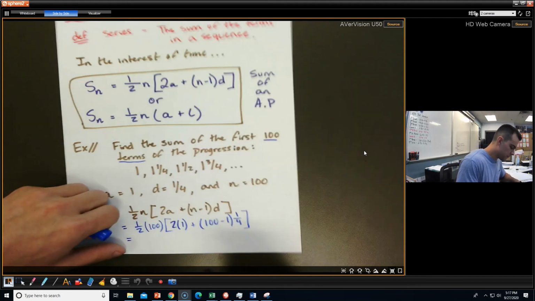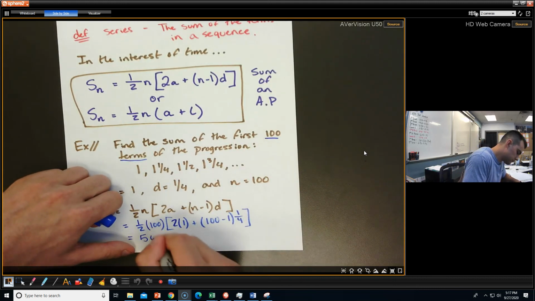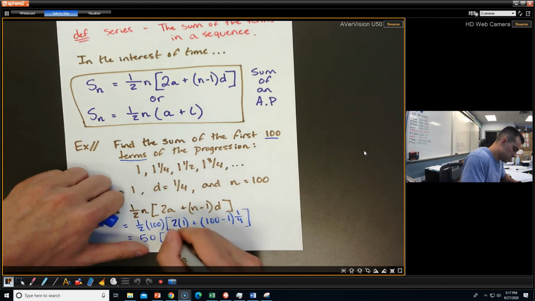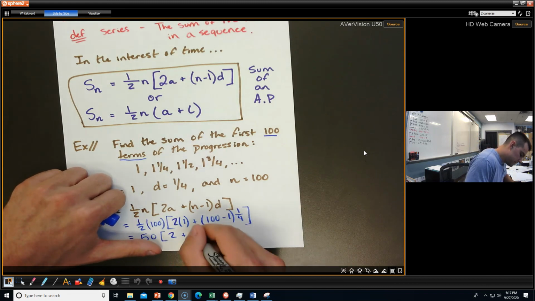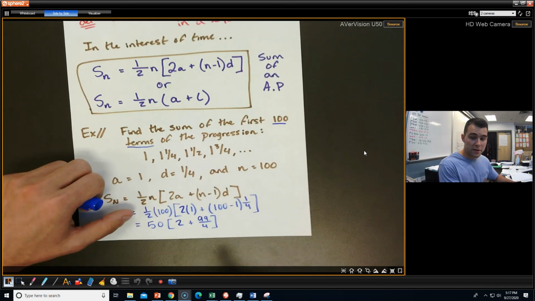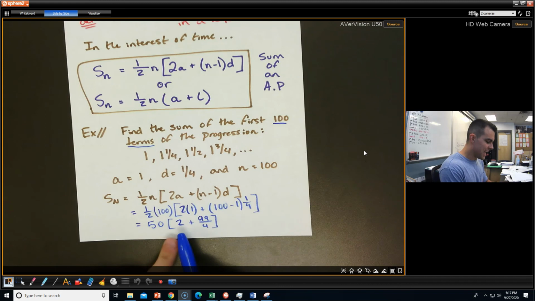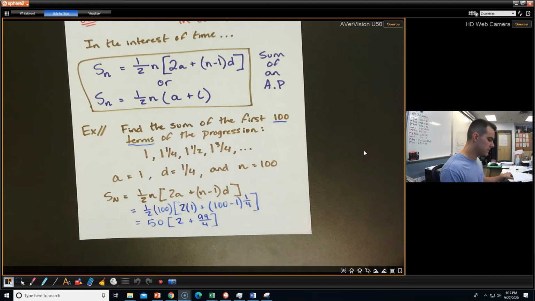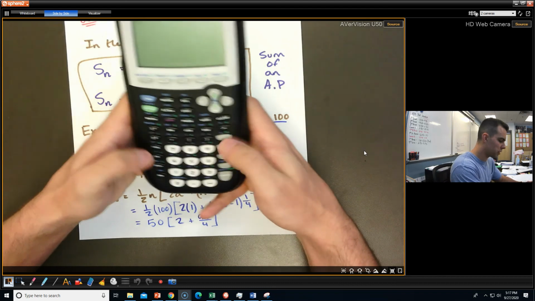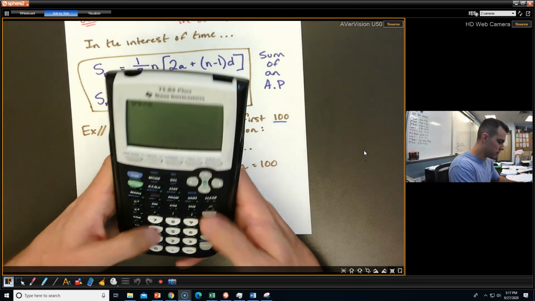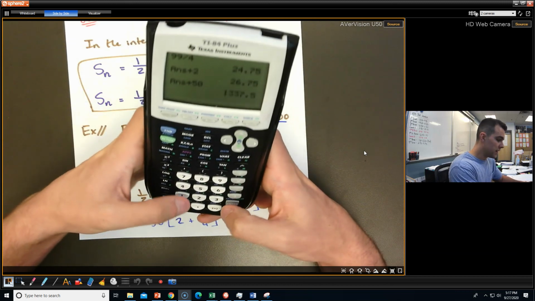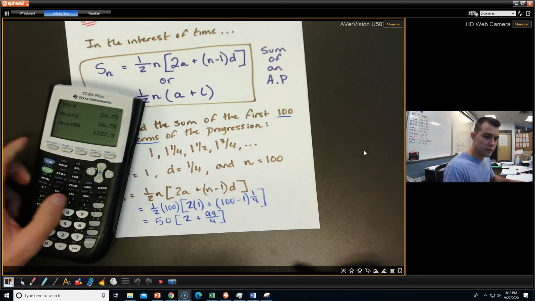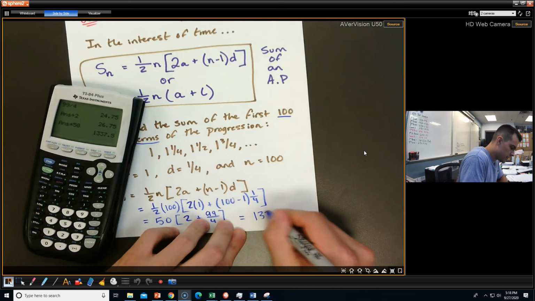So I'm going to clean this up a bit. I know 1/2 of 100 is 50. I know this is 2, obviously, and this is plus 99 divided by 4. From here, this is where we definitely want to use a calculator. Let's just add this inside, then multiply by 50. Now that we have something easier to work with, I'm going to do 99 divided by 4. I'm going to add my 2, and then finally I'm going to multiply it by 50, and I get, whoa, I get 1,337.5.